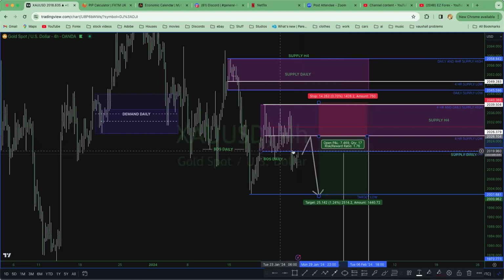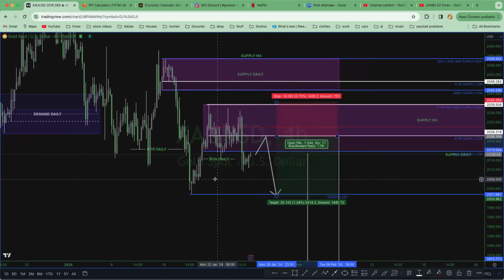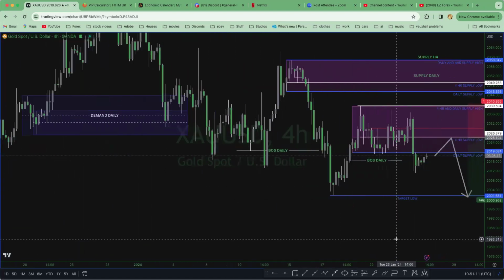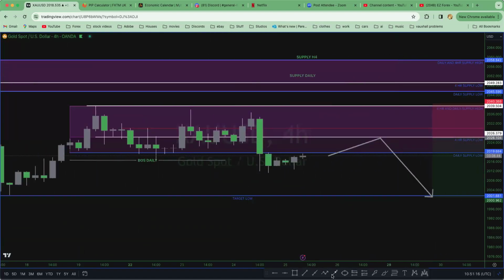Obviously, you've got a daily supply low here, and you've got a 4-hour supply low here, so it can go to either one of these. It could spike back up to here and then come down. Because if you look in here as well, on the 4-hour chart, not the daily this time, there's an FVG in here. So it might want to go into this FVG here.